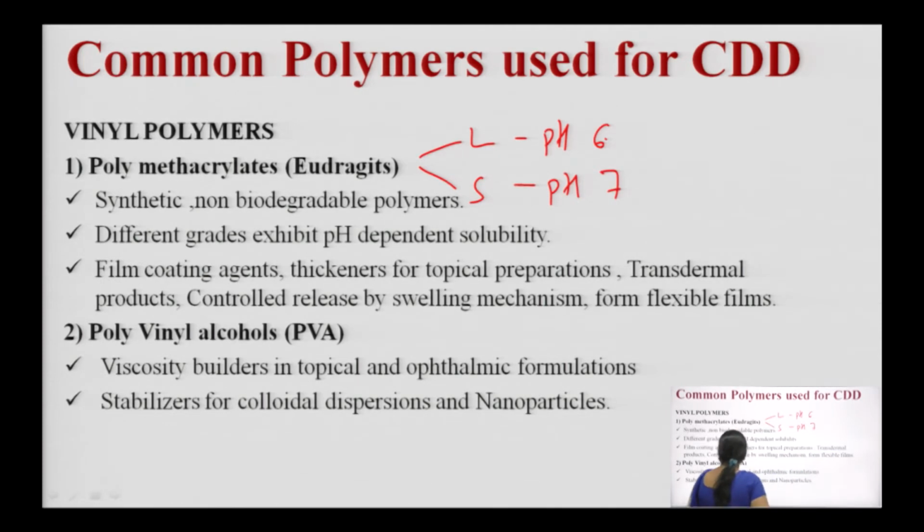Next we have polyvinyl alcohols. Polyvinyl alcohols are used as viscosity builders in topical and ophthalmic preparations, and they have been used as stabilizers for colloidal dispersions and nanoparticles. Again, the mechanism behind using this as a stabilizer for colloidal dispersions and nanoparticles is by virtue of increasing the viscosity.